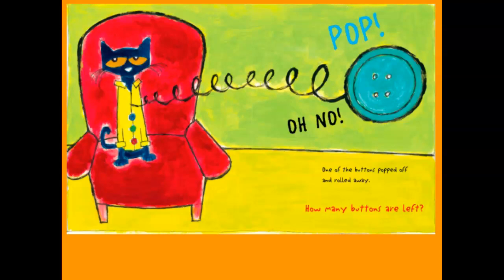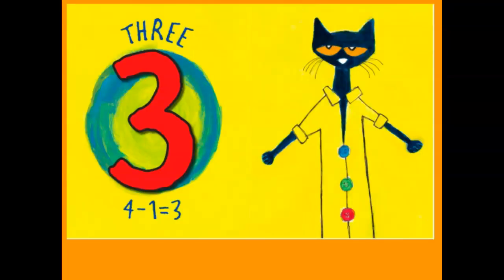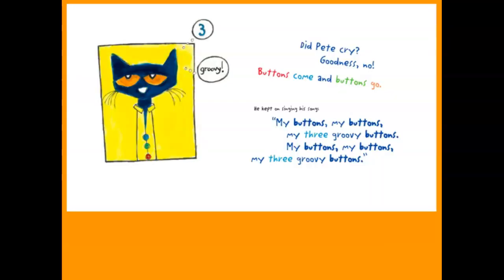Pop! Oh no! One of the buttons popped off and rolled away. How many buttons are left? 3. 4 take away 1 equals 3. Did Pete cry? Goodness no! Buttons come and buttons go. He kept on singing his song.